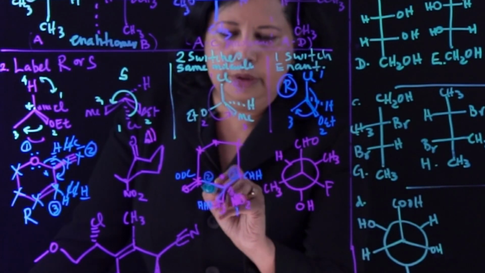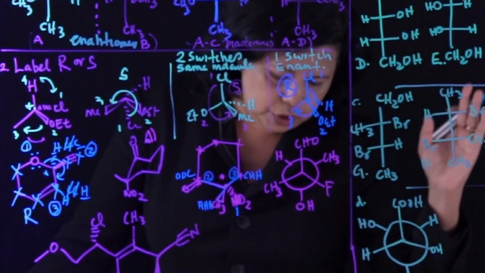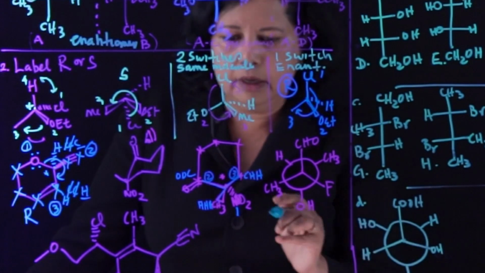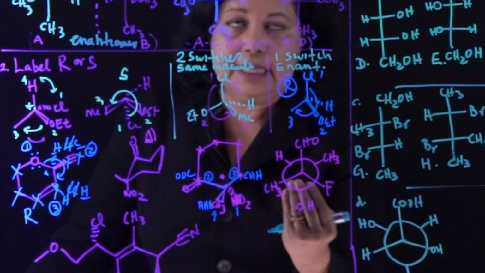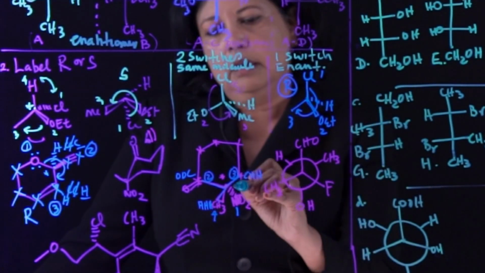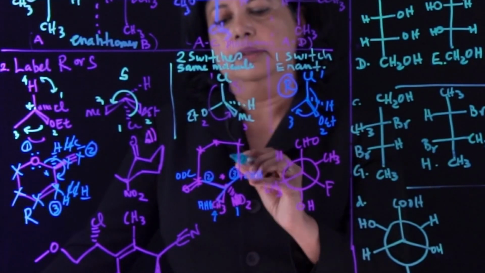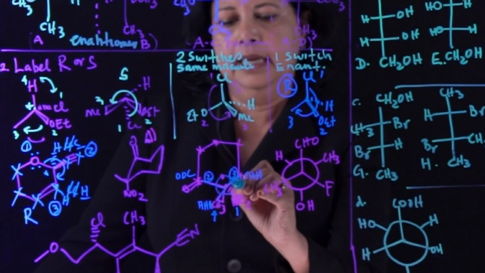1, 2, 3 going clockwise. Now don't jump off your chair and label this R. Number 4 is coming out. So clockwise with 4 coming out is S.